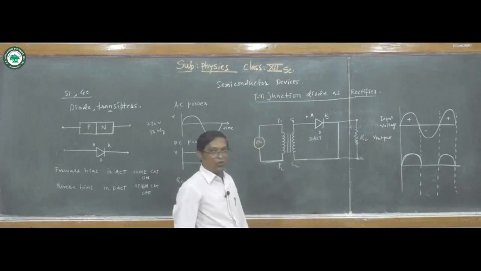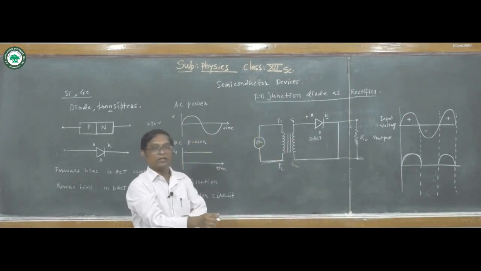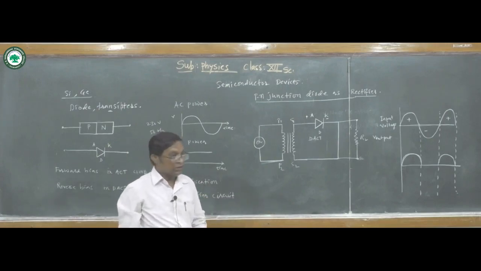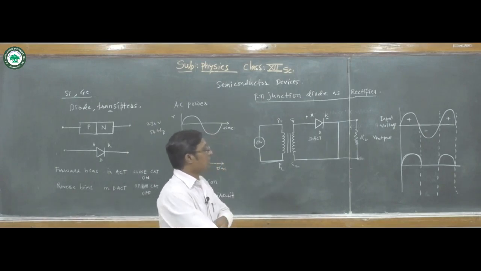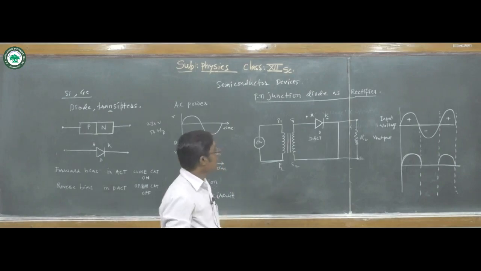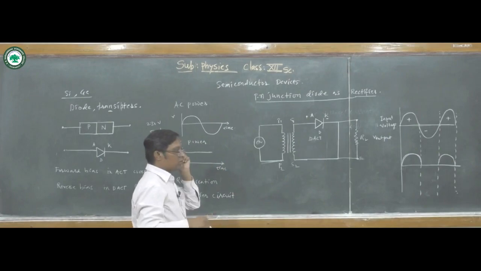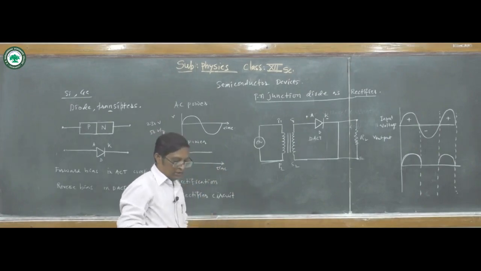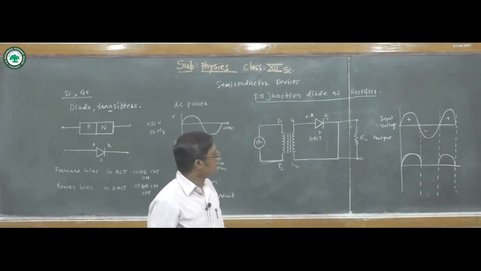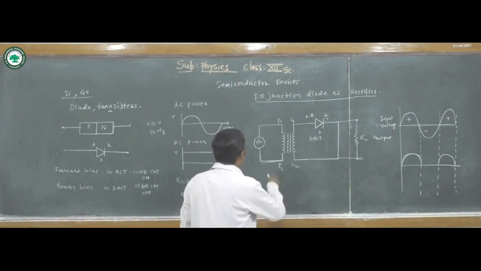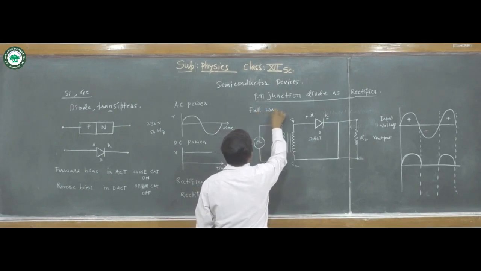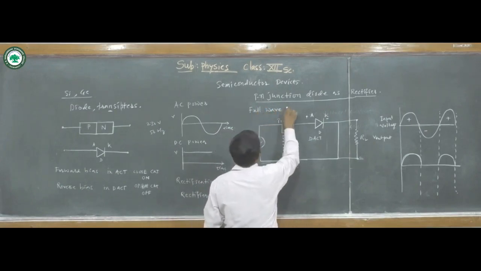We can use it for charging, in a charger to charge our mobile, but it takes time. It has some lacunas: the waveform is not perfectly DC. So for that, another rectifier circuit is used, and that rectifier circuit is the full wave rectifier circuit. Let us see the circuit diagram of the full wave rectifier.